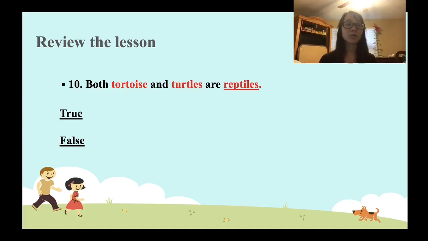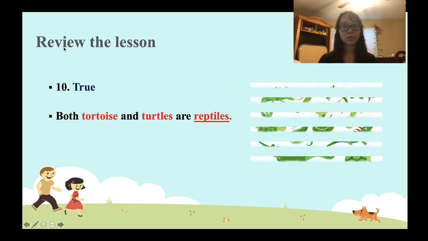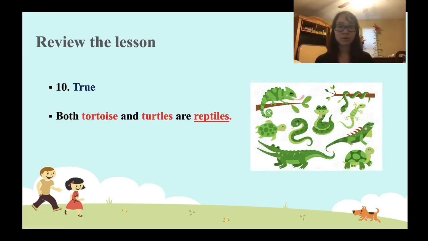For the 10th question, both tortoise and turtle are reptiles. Yes, true. You see, they are reptiles, the same as snakes, crocodiles, and lizards. Then turtles and tortoises are in the same group, reptiles.